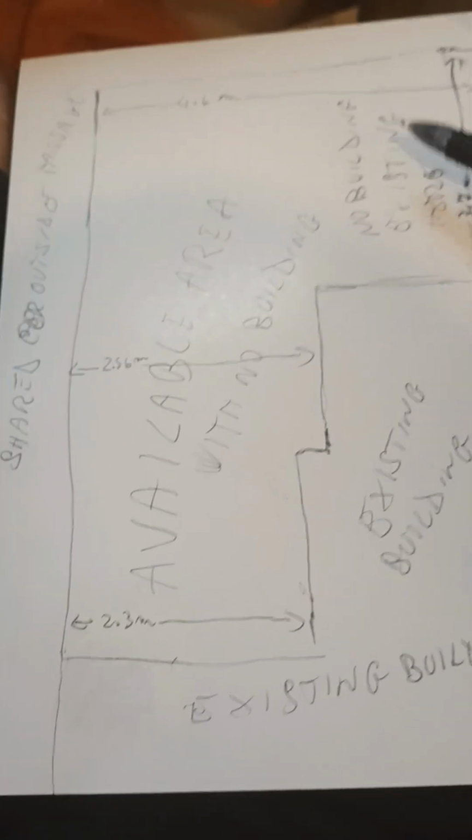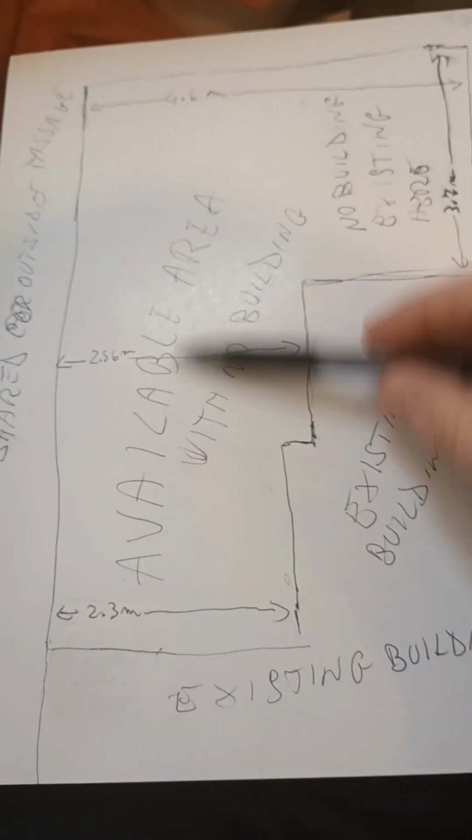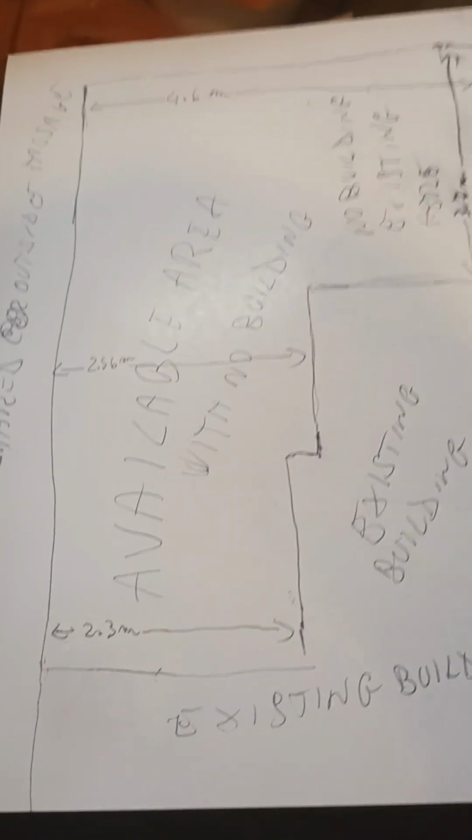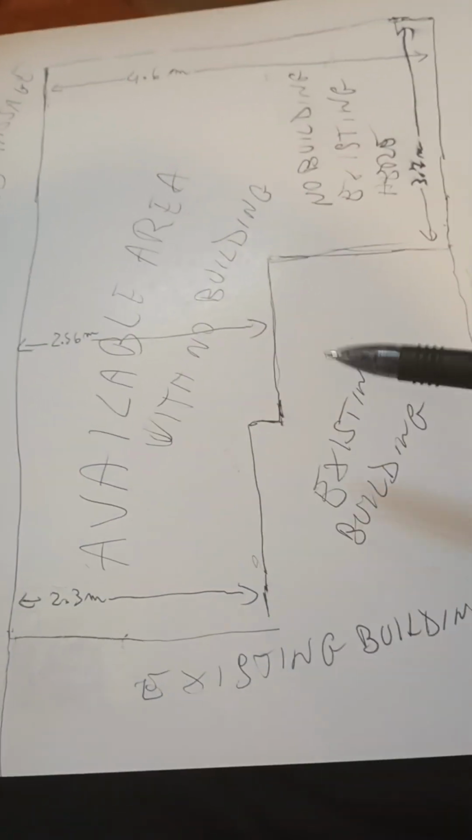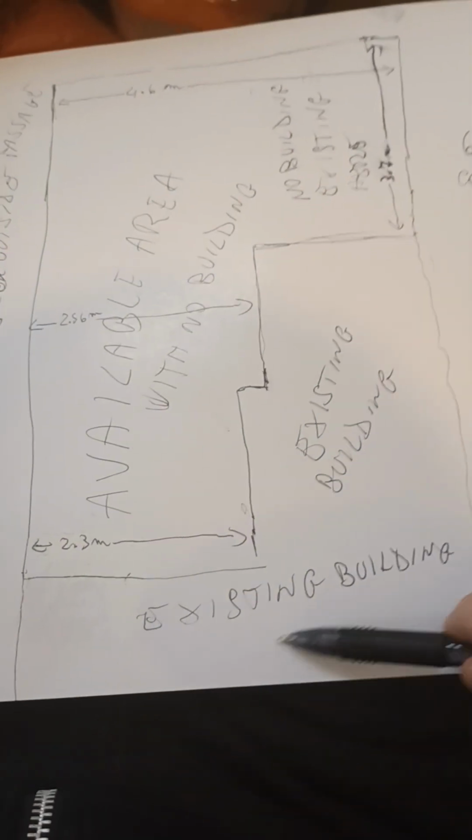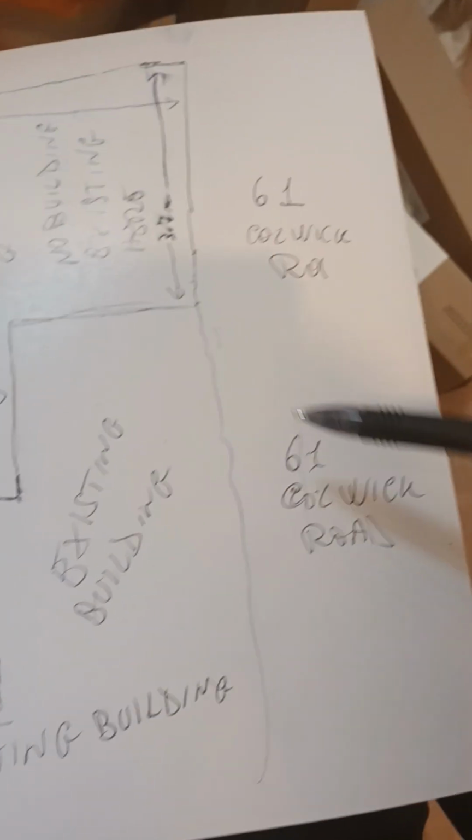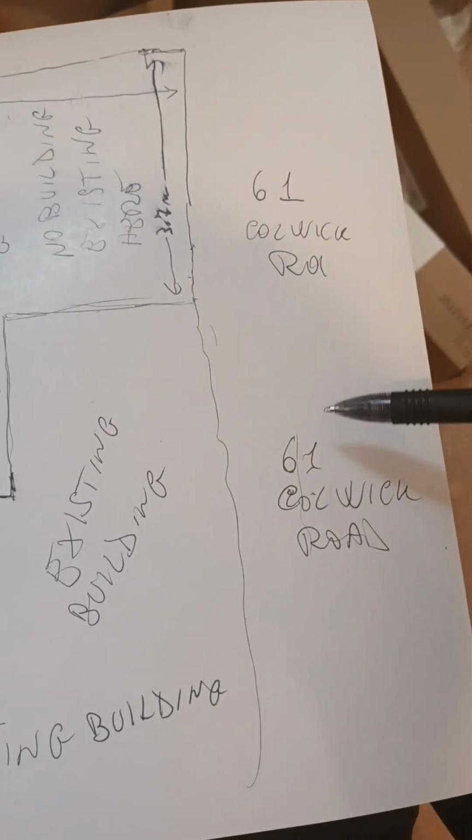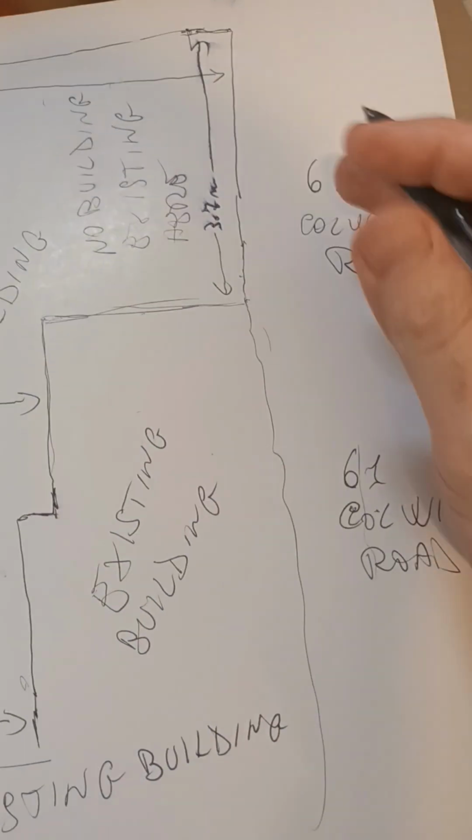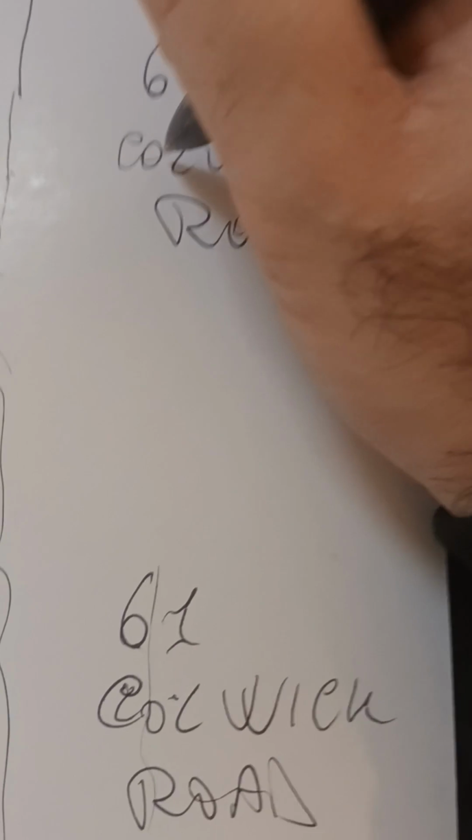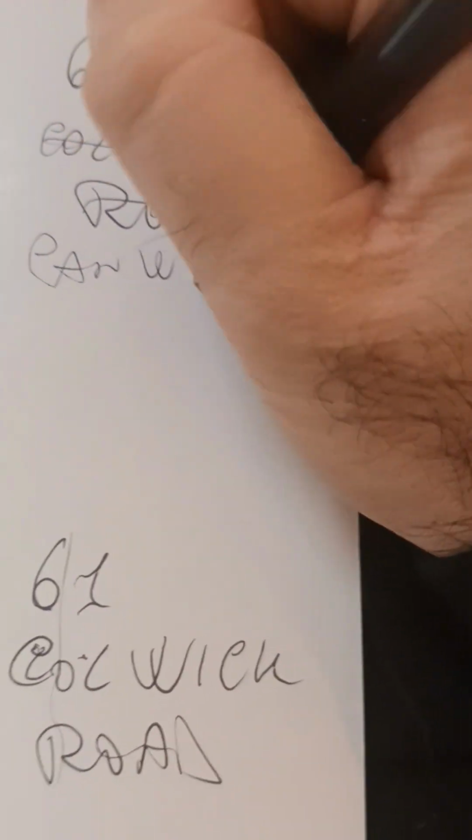So once again, what is not built on is this area, this area. And all this is 63 Canwick Road. All this still belongs to 63 Canwick Road. This is 61 Canwick Road. This is Canwick Road.